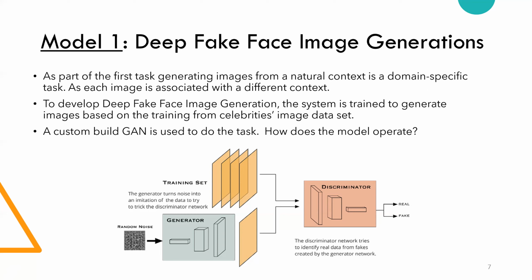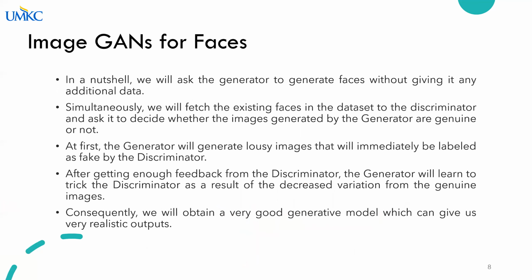So as we discussed about the generator and discriminator, both are defined in a way which will allow us to define the model that we wanted to. In a nutshell, if I have to explain in small terms, we will ask the generator to generate faces without giving it any additional data. Only the noise and inputs from any random image will be taken, and simultaneously it will fetch all the existing faces in the dataset to the discriminator and ask it to decide whether the images generated by the generator are genuine or not.